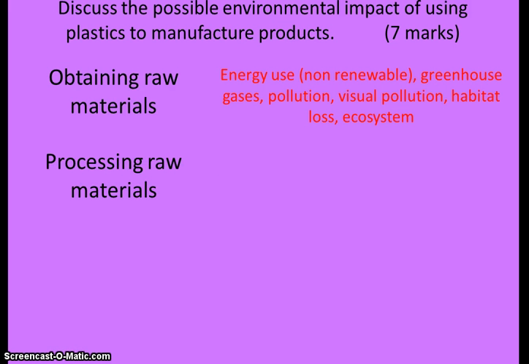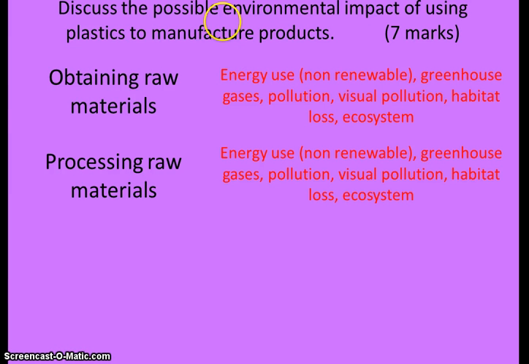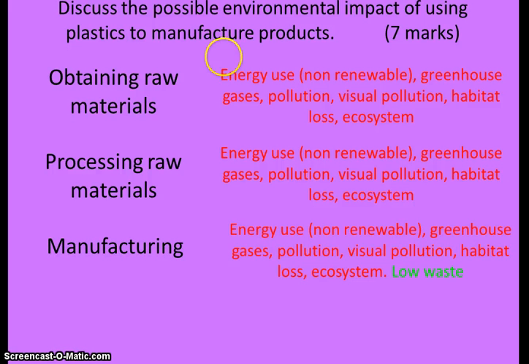Processing raw materials, the same as above really. Again, energy use, non-renewable energy, producing greenhouse gases, contributing to pollution in the atmosphere, visual pollution, habitat loss, ecosystem damage. Manufacturing, same as above. Although one thing we didn't mention is that when things are made from plastics, they are usually moulded, and when we mould things, we get very little waste.